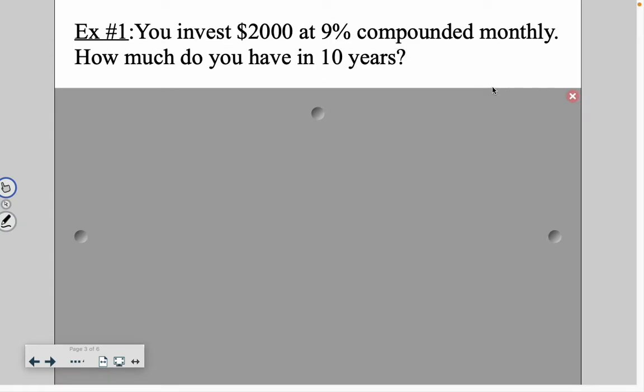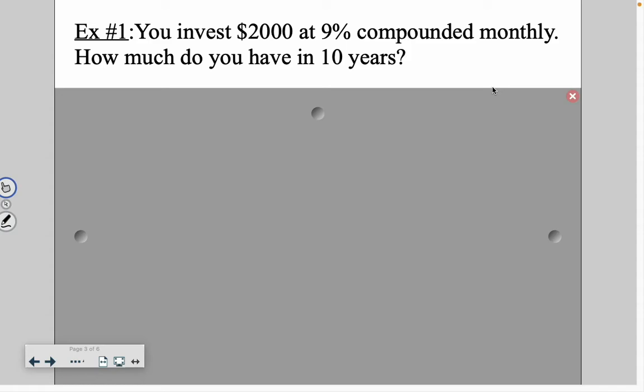All right, so let's go to the first example here. We'll do it the way we did back with exponential functions. But then I'm going to very quickly relate it to what we're doing now, and how you can look at it in a different format.